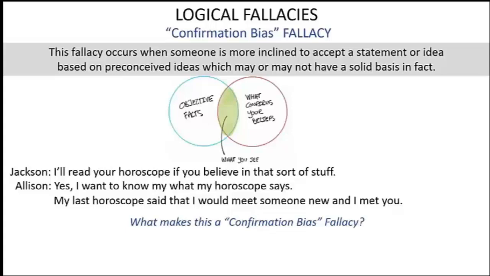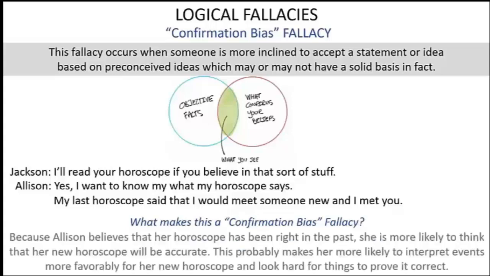What makes this a confirmation bias fallacy? Because Allison believes that her horoscope has been right in the past, she is more likely to think that her new horoscope will be accurate. This probably makes her more likely to interpret events more favorably for her new horoscope and look hard for things to prove it correct.